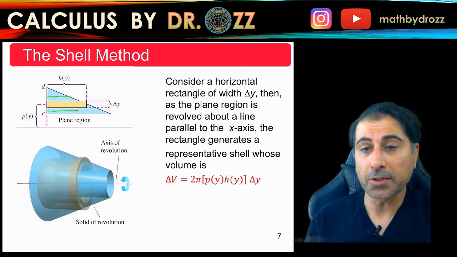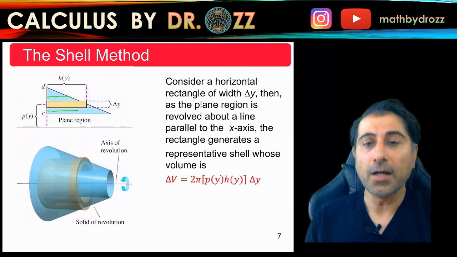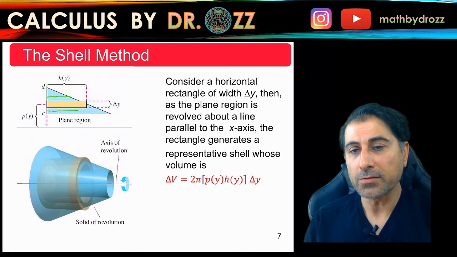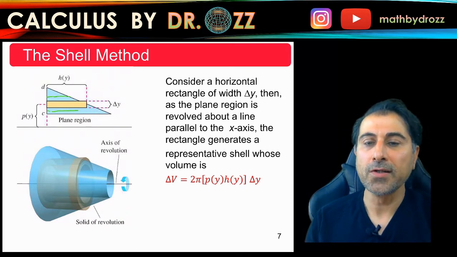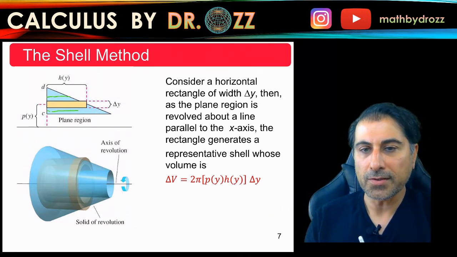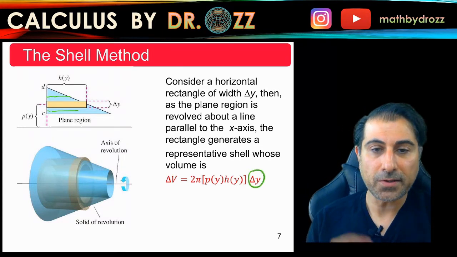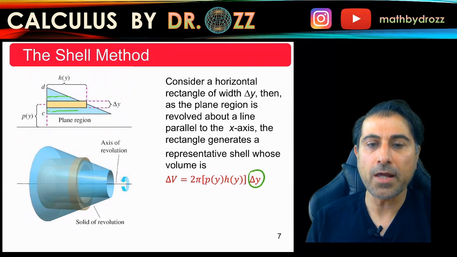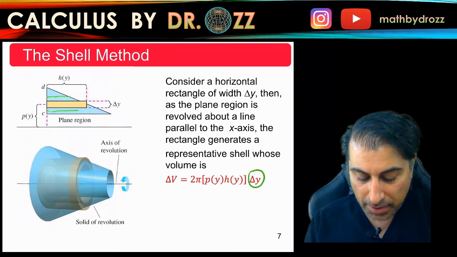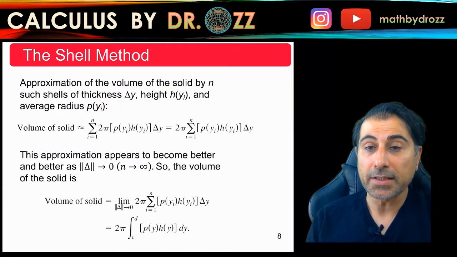In other words, we're increasing the number of rectangles within the region to be revolved around. So when you increase the number of rectangles, the thickness delta y goes to 0 essentially. This thickness gets very small, and then we pass the limit. So that's exactly what we're going to do in the next slide.